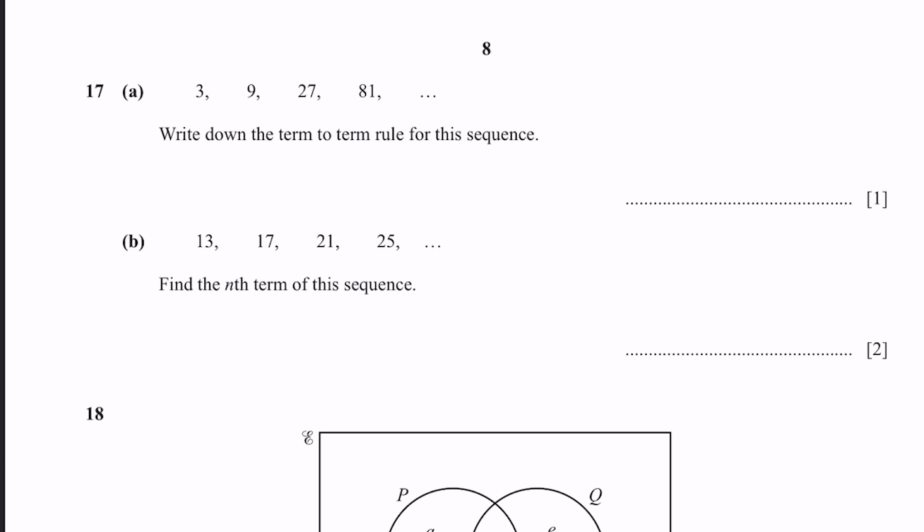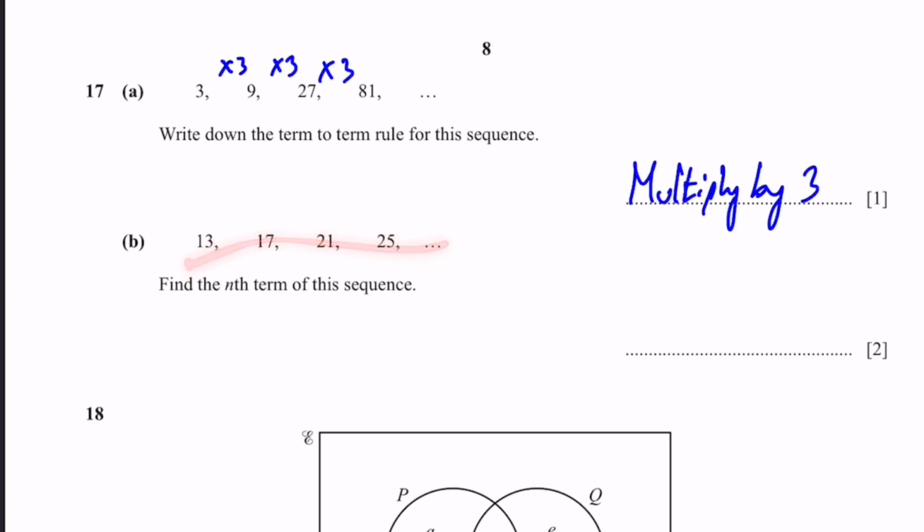A. 3, 9, 27, 81. Write down the term-to-term rule for this sequence. So as you can see, we can multiply by 3 to get from one term to the next term immediately after it. So term-to-term rule is multiply by 3.